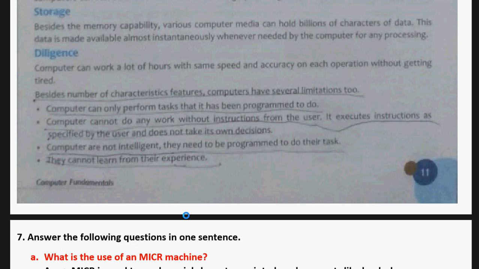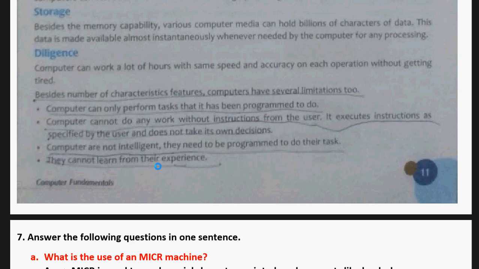Besides a number of characteristic features, computers have several limitations also. And what are the limitations? A computer can only perform the tasks that it has been programmed to do. A computer cannot do any work without instructions from the user. It executes instructions as specified by the user and does not take its own decisions. Computers are not intelligent. They need to be programmed to do their tasks, and they cannot learn from their experience. But nowadays our scientists are developing AI computers that contain artificial intelligence, and such computers are able to think, they have a mind, they are able to take their own decisions. So in future we will get different types of computers with different types of advantages.